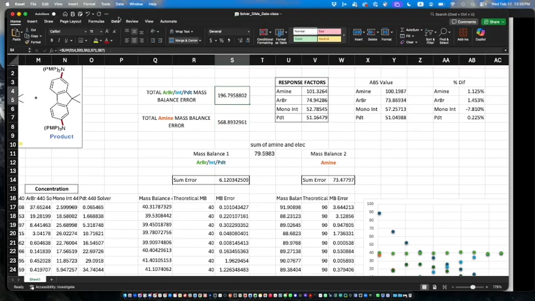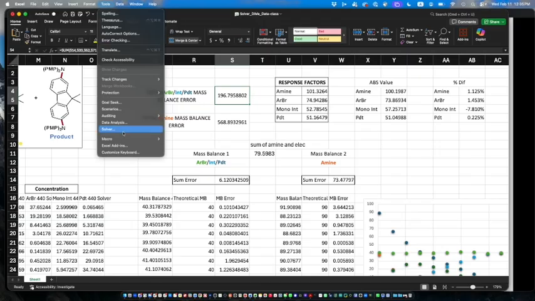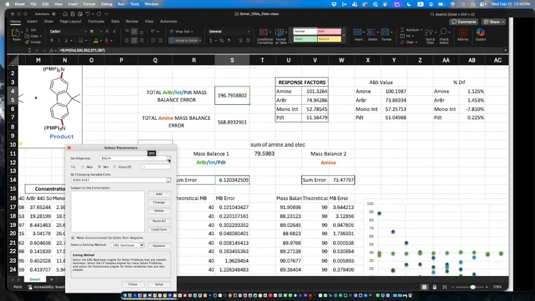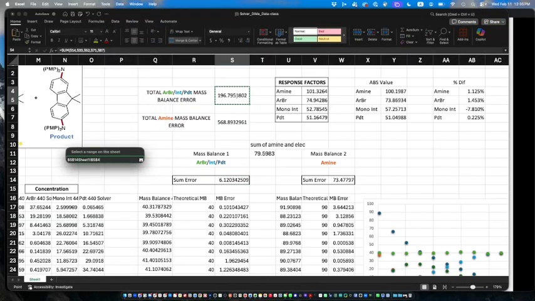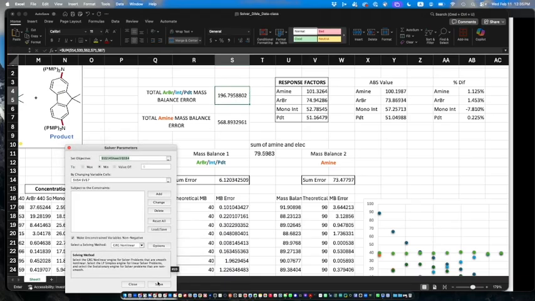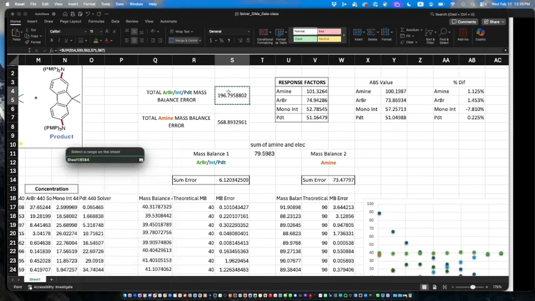So this is where if I now go back into Tools, Solver, I'm going to point Solver at this value, solve. What is wrong with that value? That looks weird.